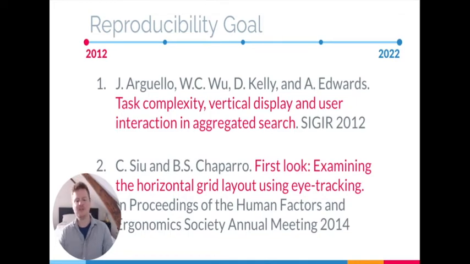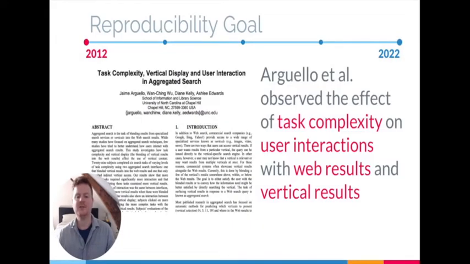Specifically, we focus our attention on reproducing the experimental setup of two prior studies, one by Jaime Arguello et al. and one study by Siu and Chaparro. These were published in 2012 and 2014 respectively. Now, Arguello et al. compared if users interacted differently when vertical results like images and videos were interleaved with web results on the main page versus when they were only present on their respective page. They also observed the effect of task complexity on the said user interactions with web results and vertical results.